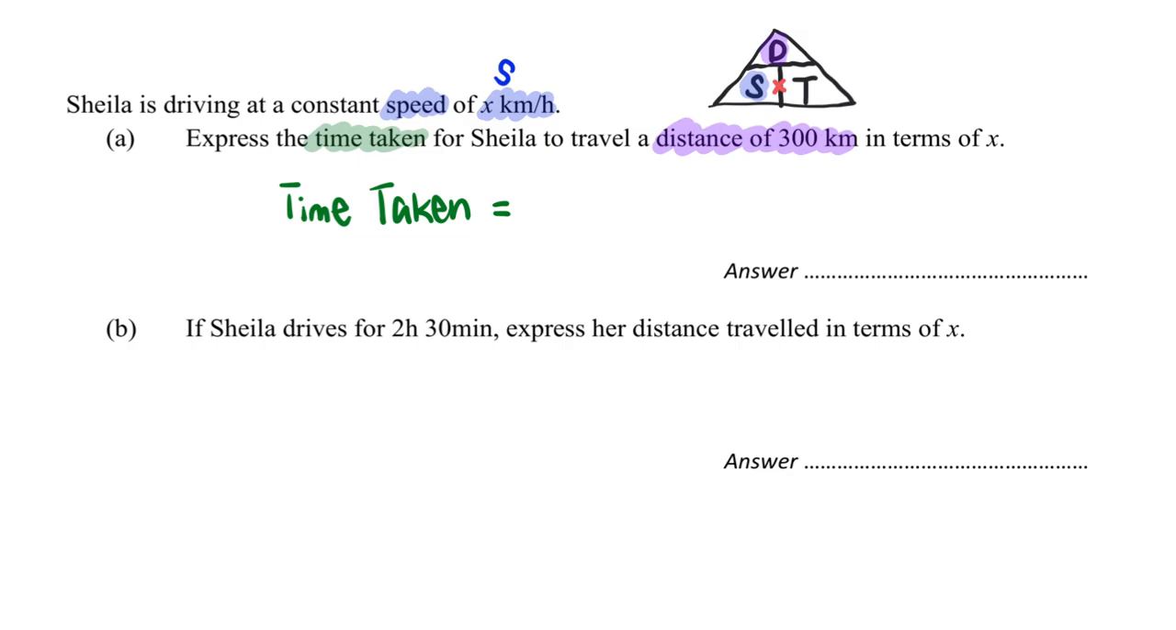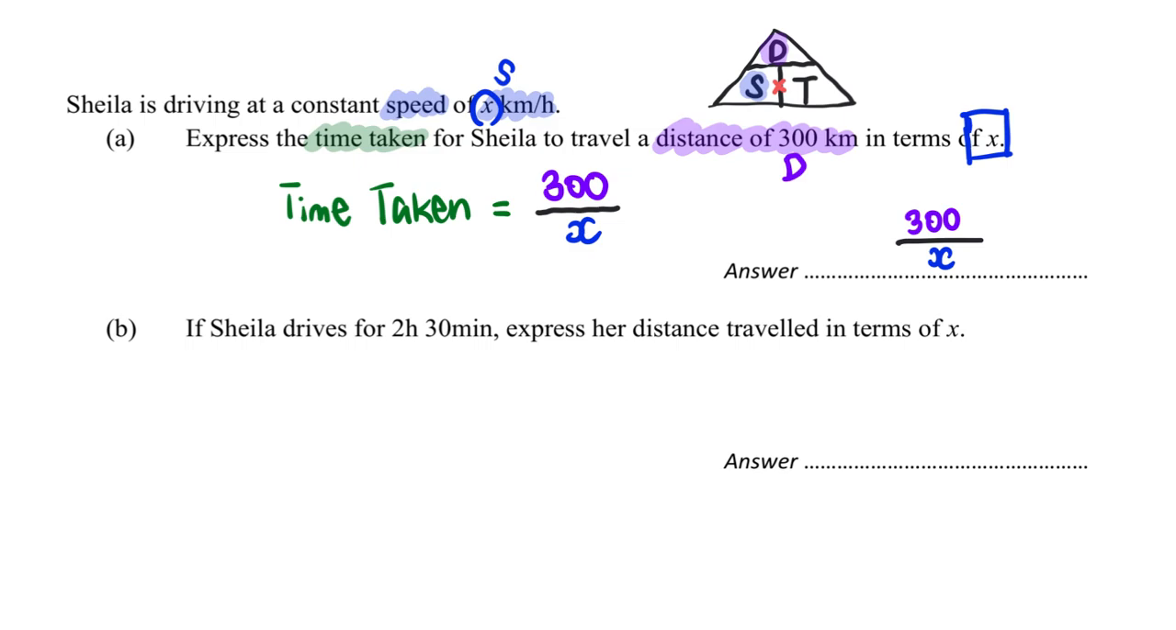Alright, and the distance we do have is 300. Okay, 300 will be over my speed, in this case x. And there you are. So the final answer would then be 300 over x. We just leave the answer in terms of x.